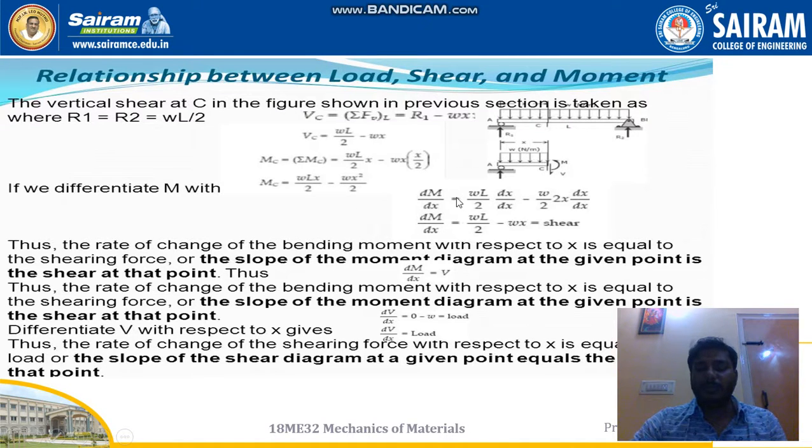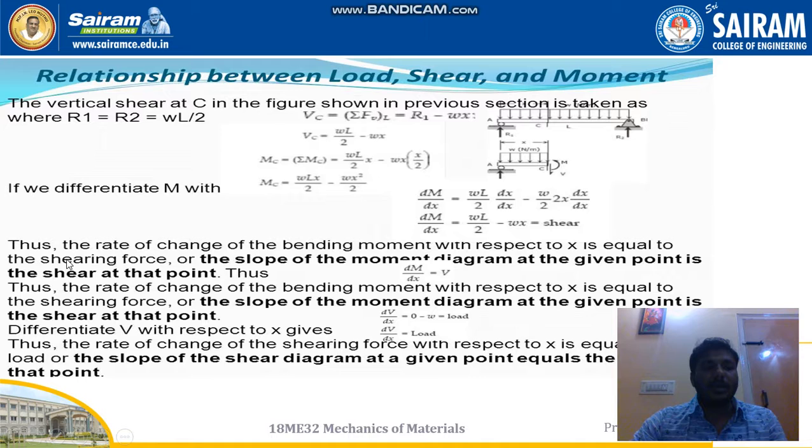Now when we differentiate the moment, dm by dx will be equal to w by l into dx by dx minus w by 2 into, differentiating with respect to x. So what happens when I differentiate with respect to x? dm by dx will be equal to wl by 2 minus w into x. When we differentiate that, we consider it as a shear.